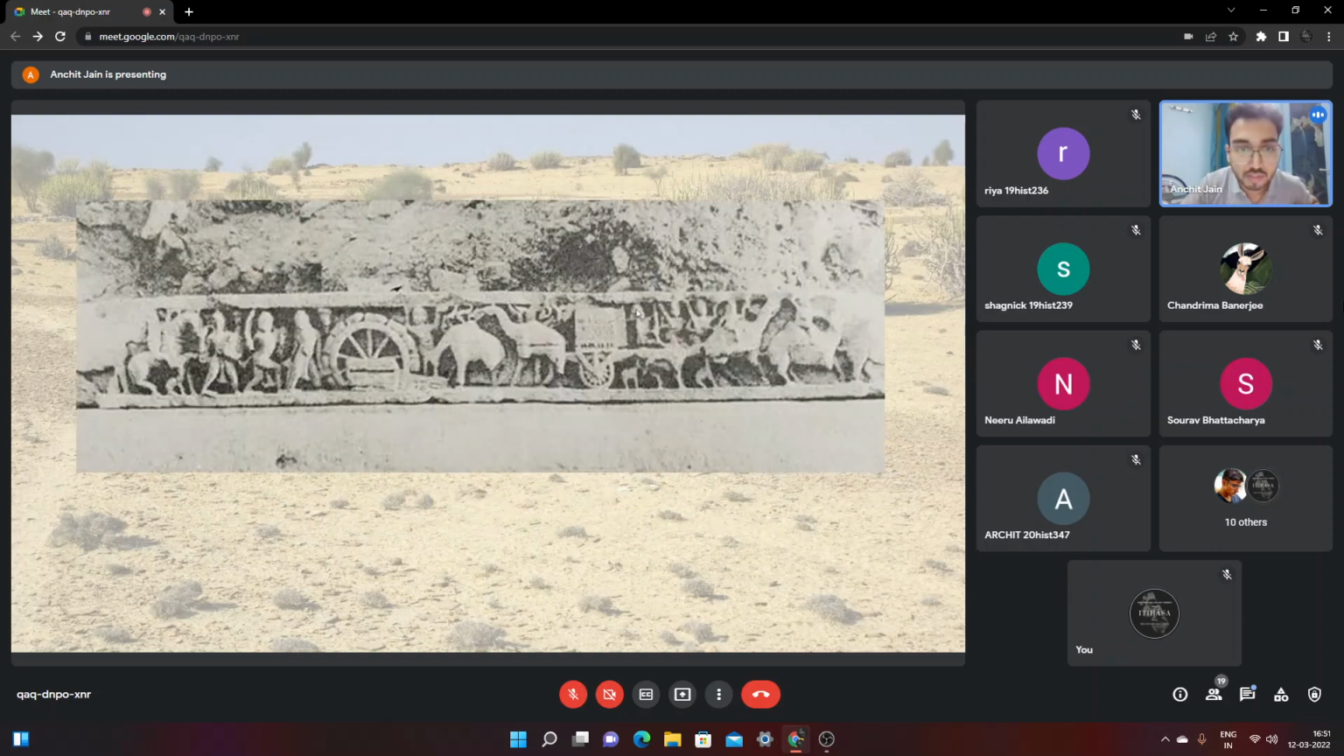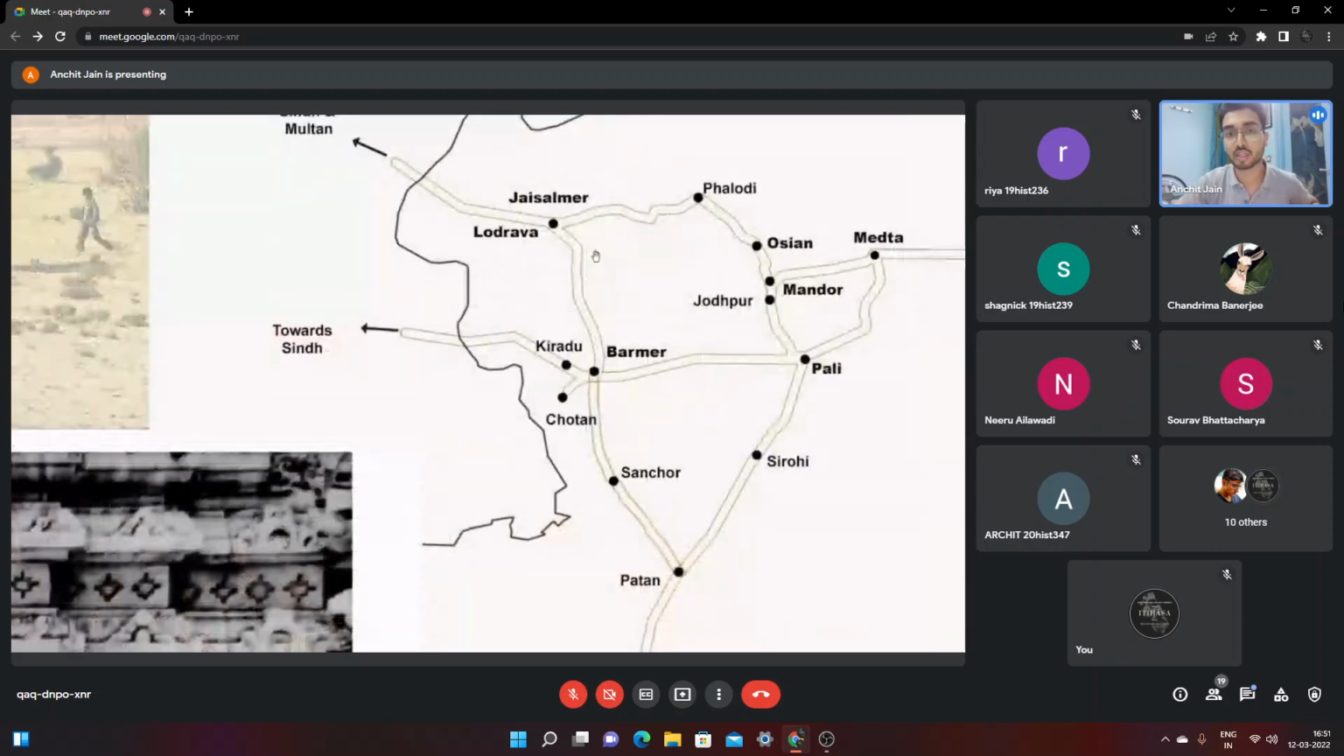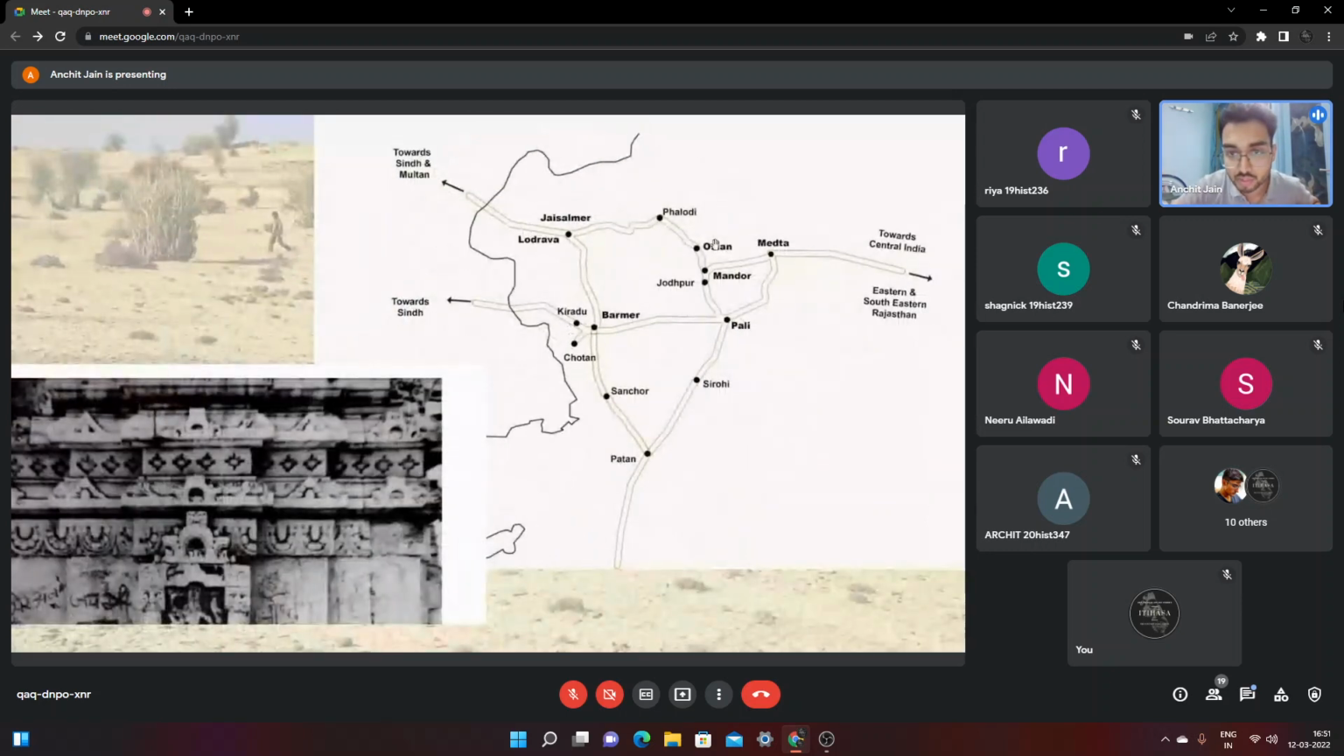Let me show the map once more. When I say intra-regional and inter-regional, if we treat this whole region as Thar, this Jaisalmer-Lodrava region is one region of Thar. This Barmer region, which incorporates the sites of Kiradu and Chotan, which actually emerged after the 10th-11th century, is another region. Now you can treat this as another region of Thar, this Mandor-Osian region.